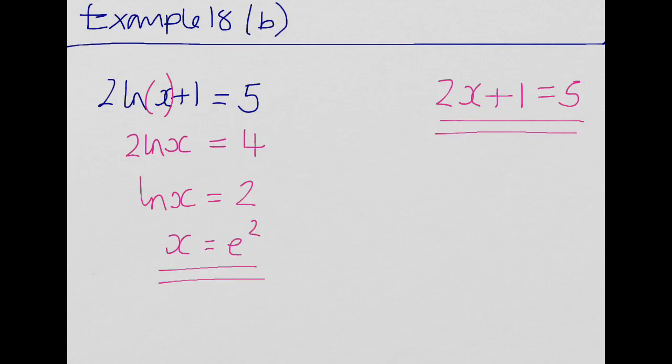And they don't want any more because they've actually asked for the exact form. If they hadn't asked for the exact form, then what you would need to do here is then type it into your calculator. So that's B done. Let's look at C.